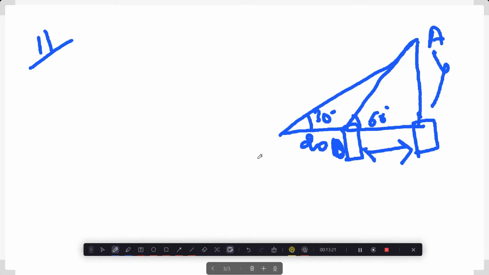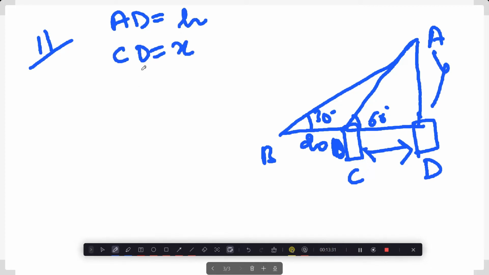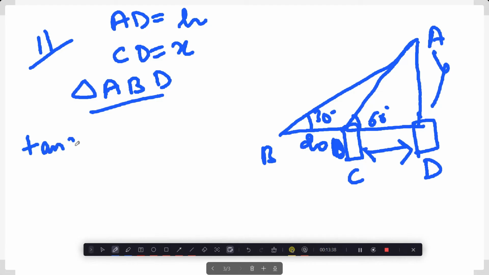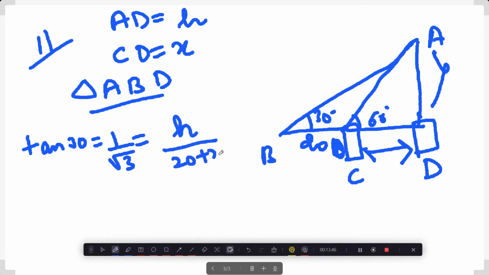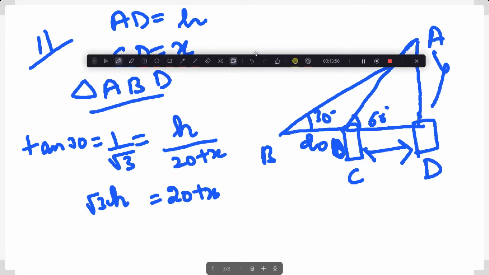Okay, so let's see this. A, B, C, D. Let the height of the tower be H. Let the width of the canal be X. Right, so we'll first take triangle ABD. Tan 30, because we don't have a hypotenuse involved here. What is tan of 30? 1 by root 3, which is equal to H by 20 plus X. So one equation is root 3 H is equal to 20 plus X.